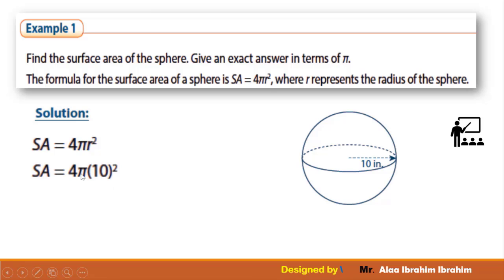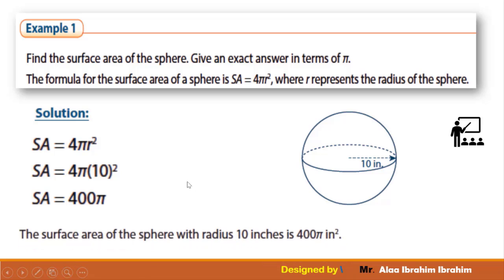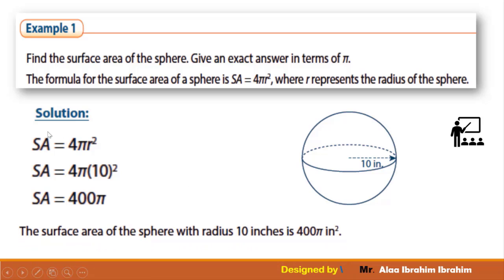In terms of pi, I keep pi the same. So I change it now to 4 times 10 times 10, because 10 squared is 100, times 4 is 400. So 400π. This is my surface area. Easy if you remember the formula. So remember the formula of the surface area of a sphere.